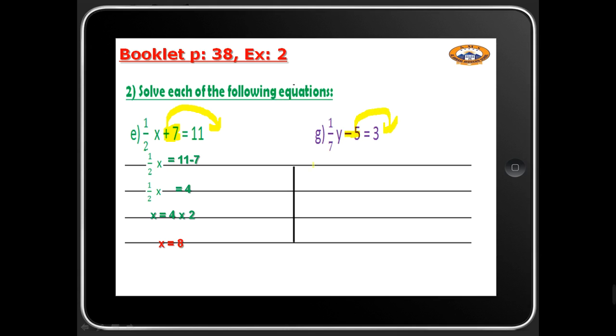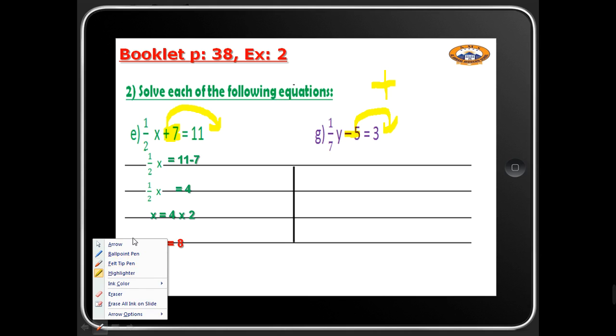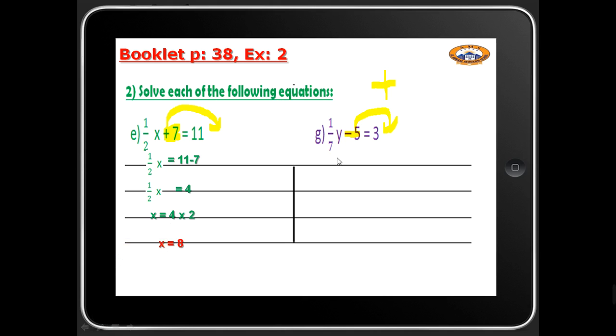When we move it, we're going to change it. This is a minus, we're going to change it to plus. So the first step here is to write 1/7 y equal 3 plus 5. This will give me 1/7 y equal 8. Now it's time to move the divided 7.